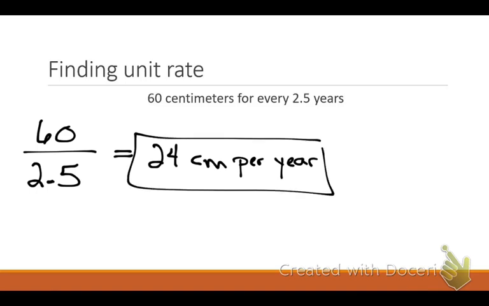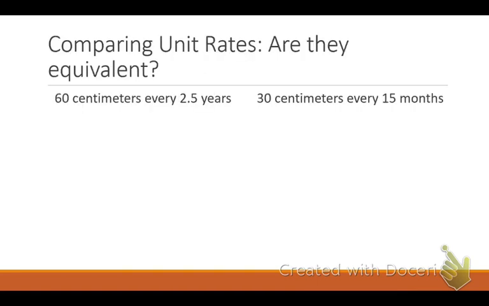Now I am making a comparison, but the pitfall that a lot of people fell into last time was what? What did you forget to do? The units. Yes, the units. I have years and months, so I need them both in the same unit. Zach, I need them both in the same unit. So I would change years to months. How many months are in 2.5 years?